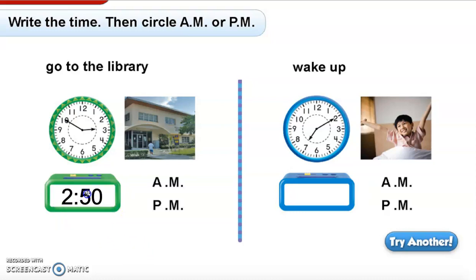Now, if it's 2:50 and we're going to the library, would that be AM or would that be PM? So I'm going to give you a couple seconds to think about it. Would you go to the library at 2:50 in the morning, or would you go at 2:50 in the afternoon? Take a few seconds to think.